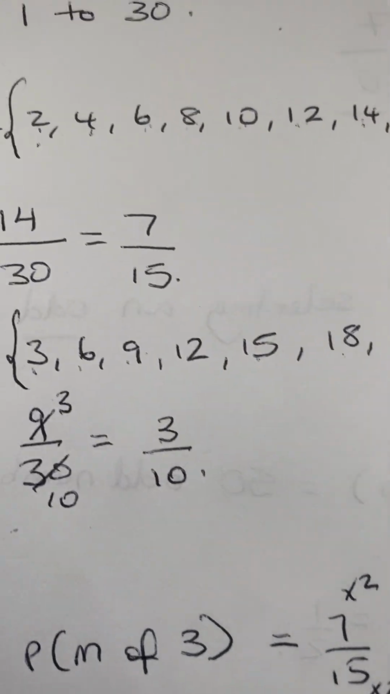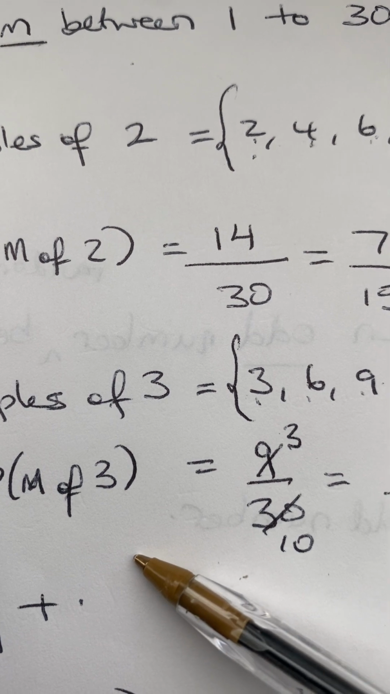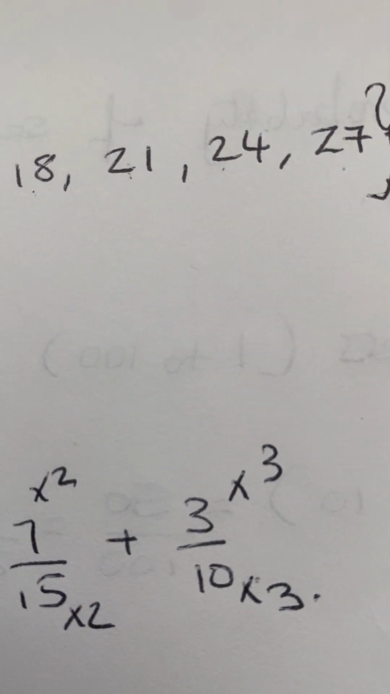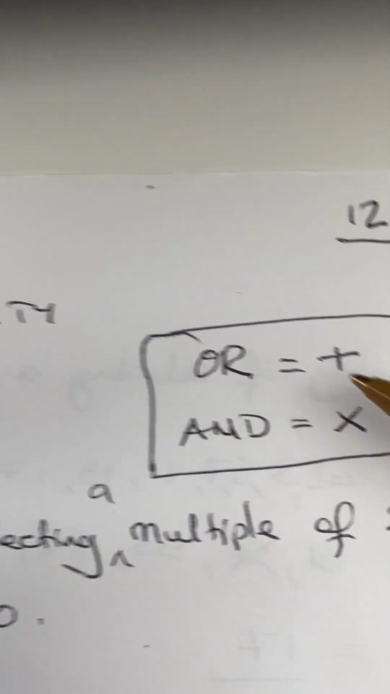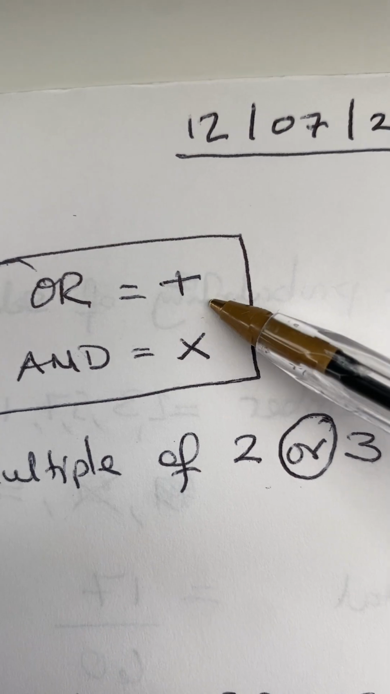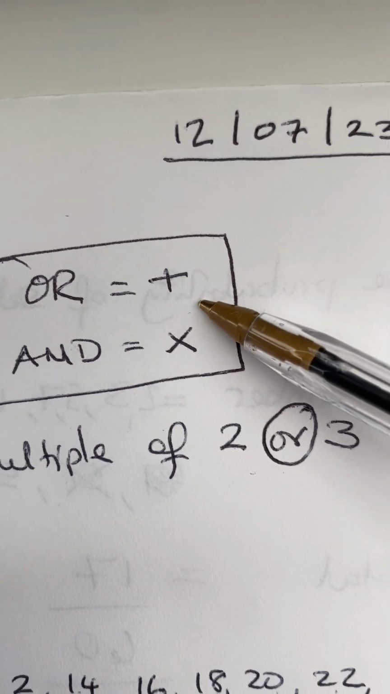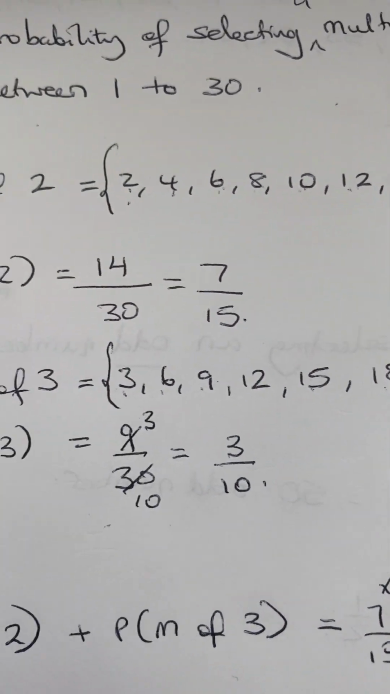So either we find the probability separately and add them. That's why I said when there is an or, you add here. But I wouldn't delve into it in detail today. Today we are just looking at the question as it is.